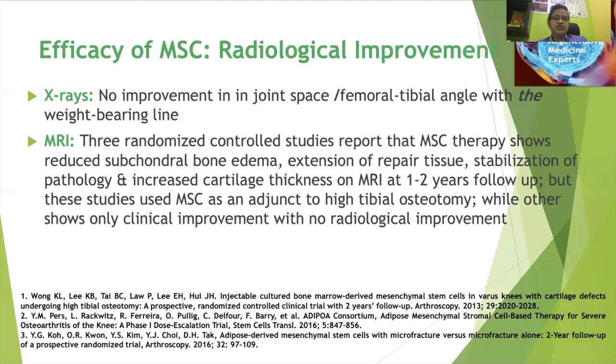Same is true for the MRI. Some studies show that there is improvement in the MRI: the edema inside the bone becomes less, and the density of the cartilage on the MRI looks better. Some have even shown that the cartilage thickness also improved. But usually these changes take a long time, around 1 to 2 years, and these results are better when you augment the surgery with the stem cells.